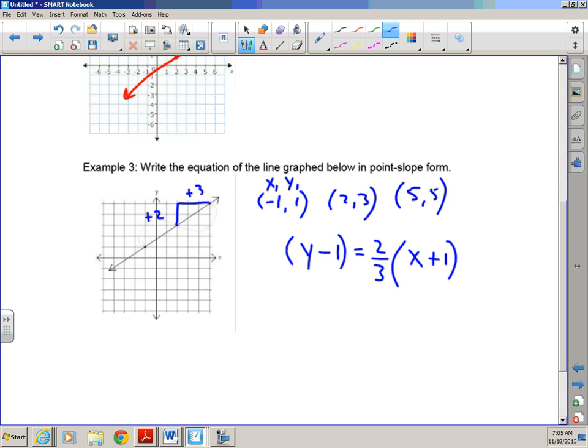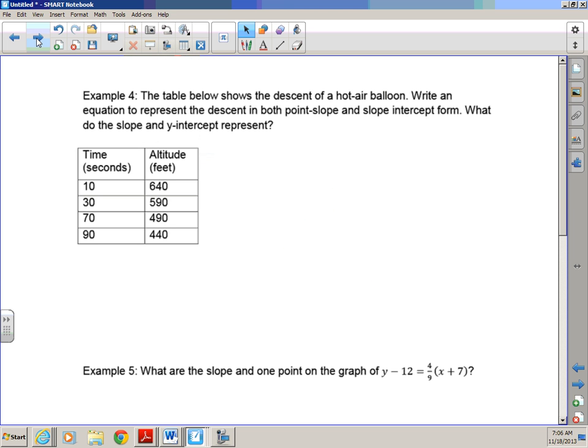Okay? One of the other things you'll see, what's interesting about the point-slope form, is that you can have many equations. So for example, I could have also written y minus 3 equals 2/3 times x minus 2. So there's many point-slope forms that I can have of the same equation, or the same line. But there's only one slope-intercept form because there's only one slope and y-intercept. Okay? So let's go to another example.